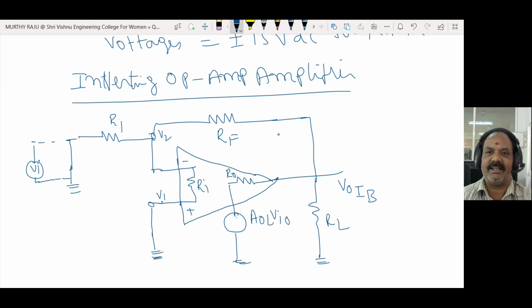The current flowing through this R1 is I1. The other terminal of R1 is connected to ground. Therefore, the current I1 is 0. This one is IB2, and this one is IB1, the current coming from this one.